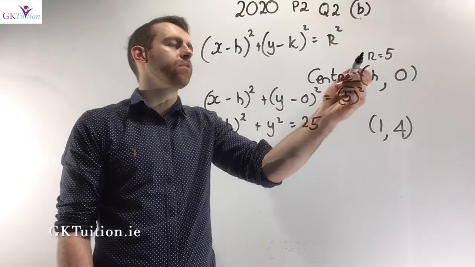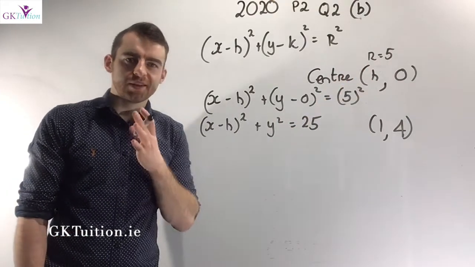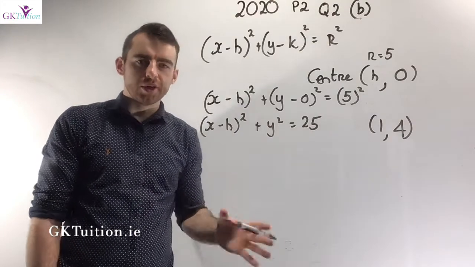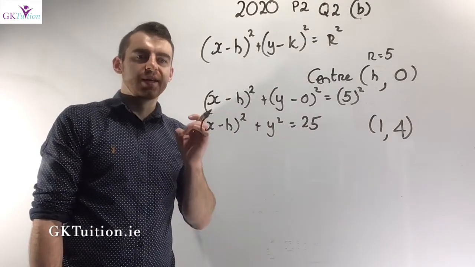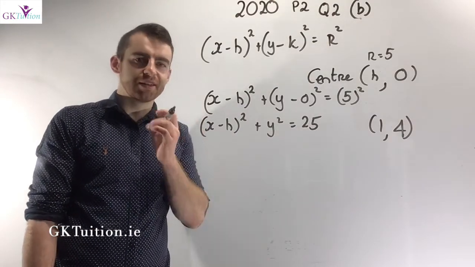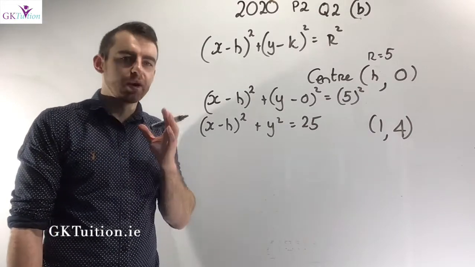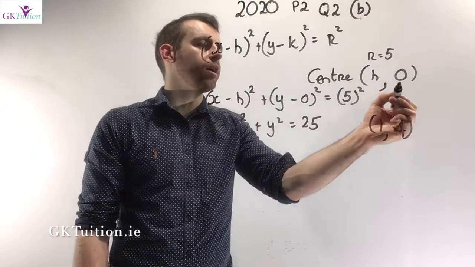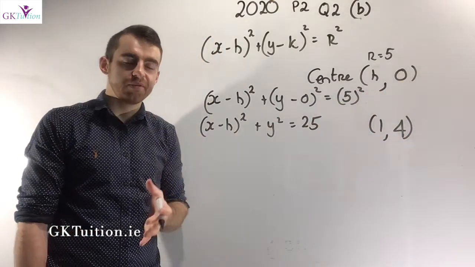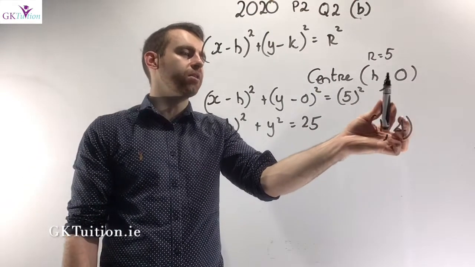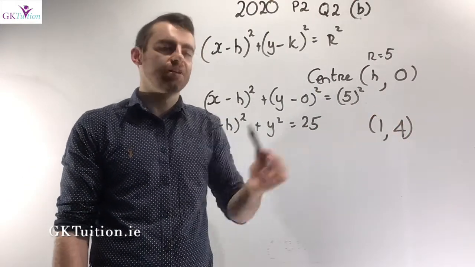I know the radius of each circle is 5, and the centre of each circle lies on the x-axis. We know from coordinate geometry at Junior Cert level that if a point is on the x-axis, then the y value is 0. So I immediately know that the y value of the centre must be 0. So the centre of the circle is (something, 0). In this case, I'm calling it (h, 0).